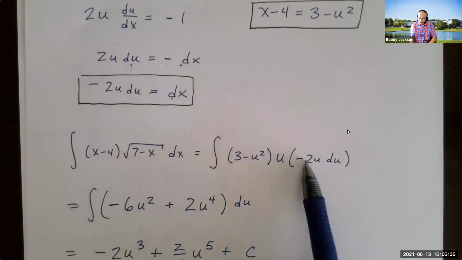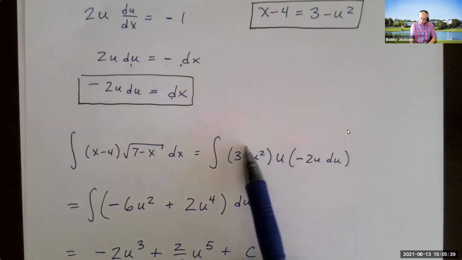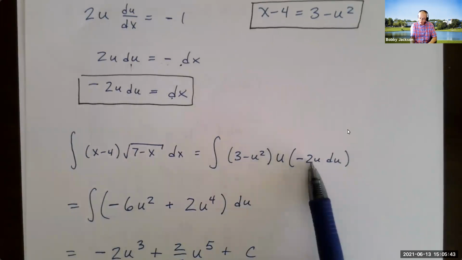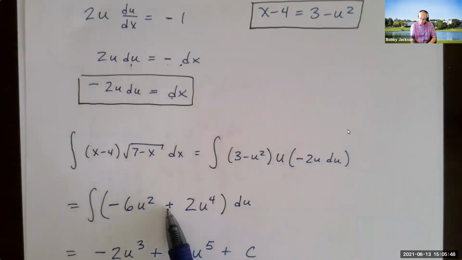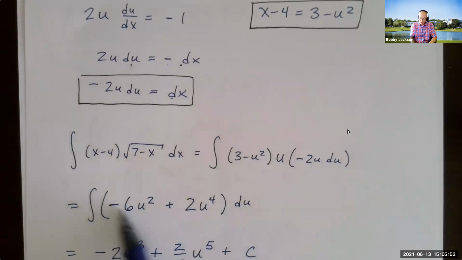Okay, clean this up. I got -2u times u is -2u squared. Distribute -2 times 3, -6u squared. And then the -2u squared times -u squared. Negative times negative is positive. 2u squared times u squared, 2u to the 4th. So there's cleaning it up.